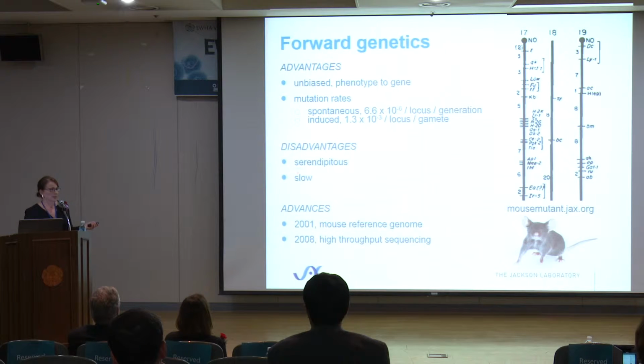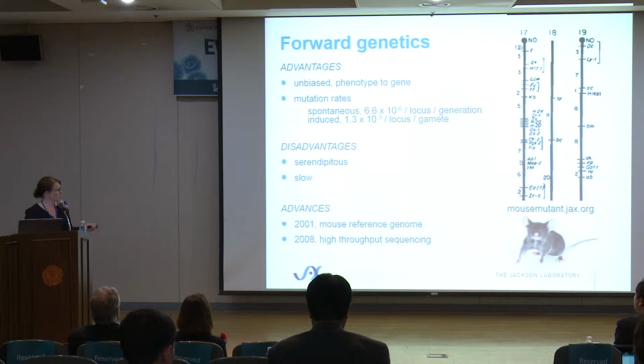So this can be a slow process unless you happen to have a huge vivarium of mice available to you. And as Dr. Lee explained, at the Jackson Laboratory, on any one day, we have about 1 million mice live on the shelf. That gives us a huge advantage to use just spontaneously arising mutations as a way to do forward genetics.